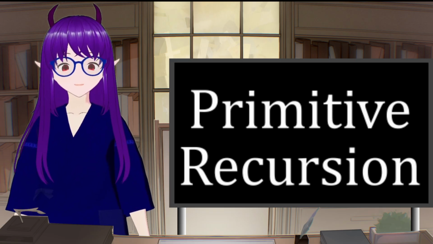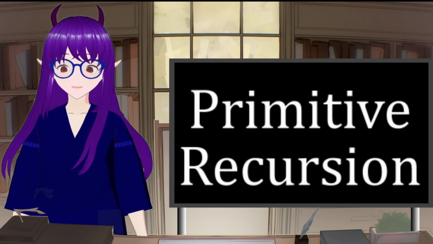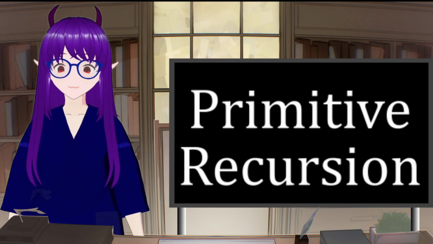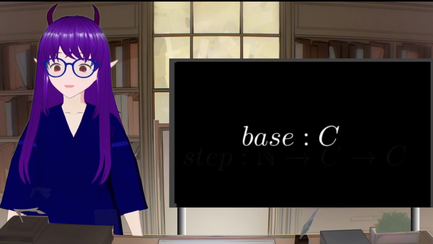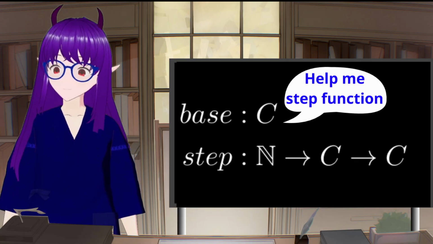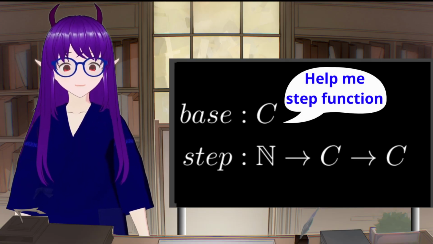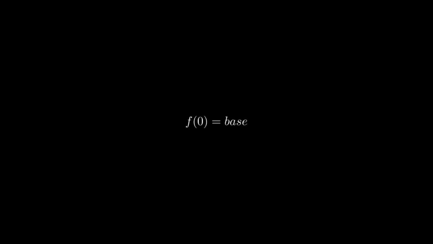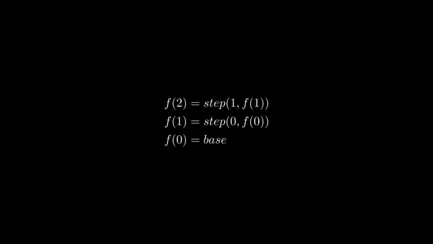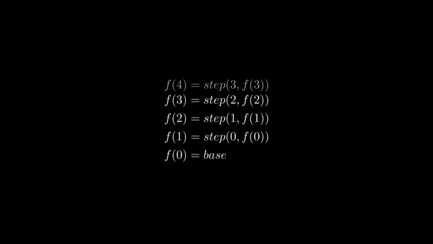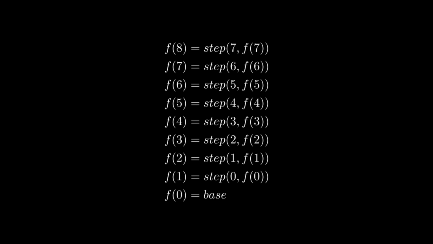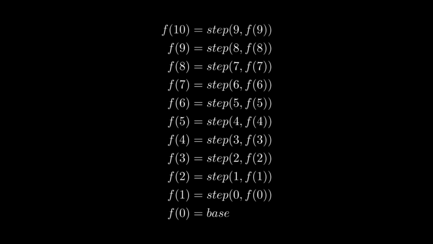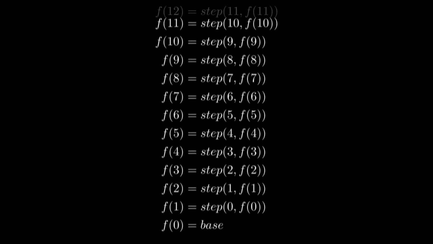However, primitive recursion is far tamer. In primitive recursion, we have a base value, which is returned when the argument is 0. Then we have a step function. The step function tells us how to give a result for the successor of an argument based on that number and the result of applying the function to that argument.